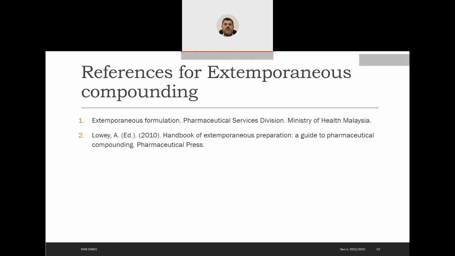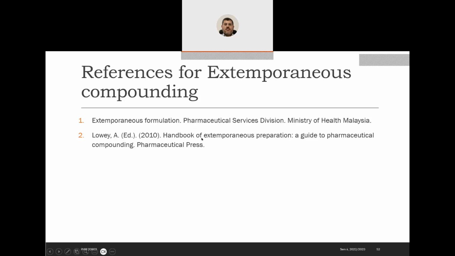It has, of course, a very short introduction, but then it has monographs or SOPs, you can call them, for different preparations that can be requested in the hospital, can be regularly prepared, and how to prepare them. What are the materials, the medications you prepare from, any other materials that should be added, how to prepare, and what is the expiry date. It's all there.